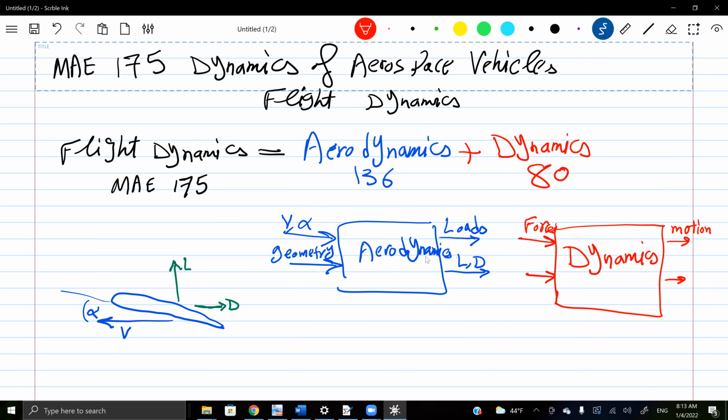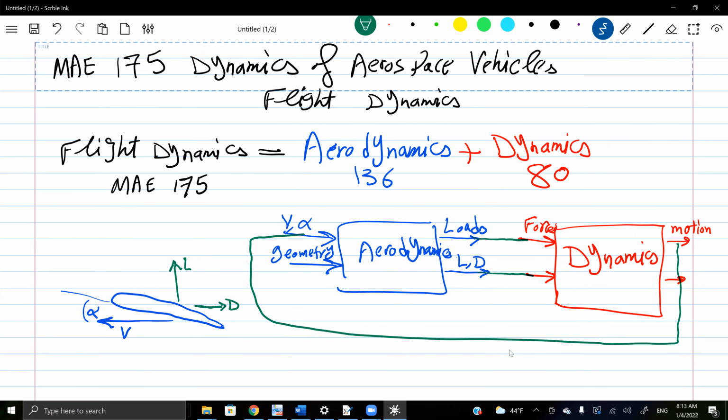So these are the two isolated blocks of aerodynamics and dynamics, and the role of this course is to combine them. The airplane is a body or a particle that experiences motion under the action of some forces. These forces are actually coming from the surrounding air. So the aerodynamic loads coming from the air are the forces acting on the body, and this motion will actually affect the velocity of the airplane and the angle of attack and so on.